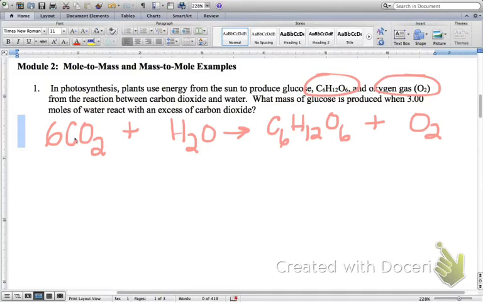How about our hydrogen? On the left, how many hydrogens do we have right now? 2. On the right, we've got 12. So we've got 2 hydrogens on the left and 12 hydrogens on the right. How can I get 12 hydrogens on the left? Coefficient of 6 again. You got it. Okay? So that's got our hydrogen balanced.